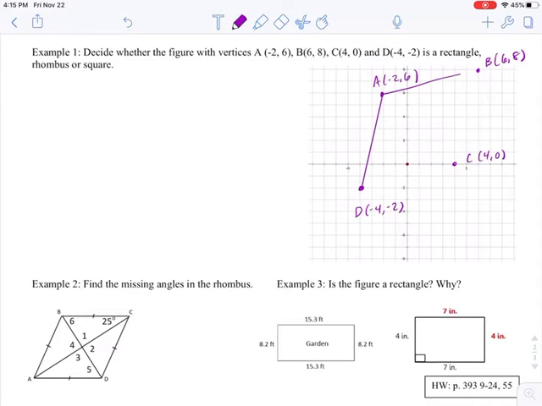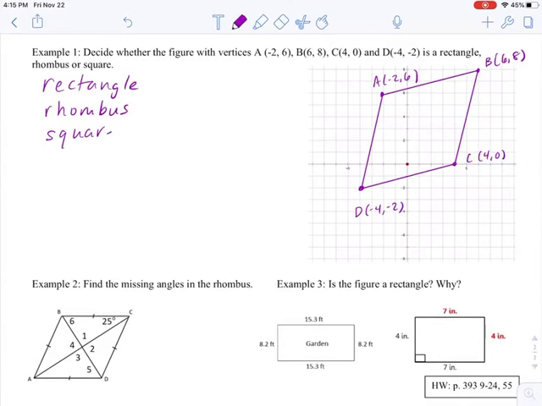And I'm going to draw in the lines so I can really see this thing. And right off the bat, looking at it, again, my choices are rectangle, rhombus, and square. Now, just by looking, I can see that these angles are not 90-degree angles, which means this figure is not a rectangle and it's not a square. So it's probably a rhombus, but I'm going to check.